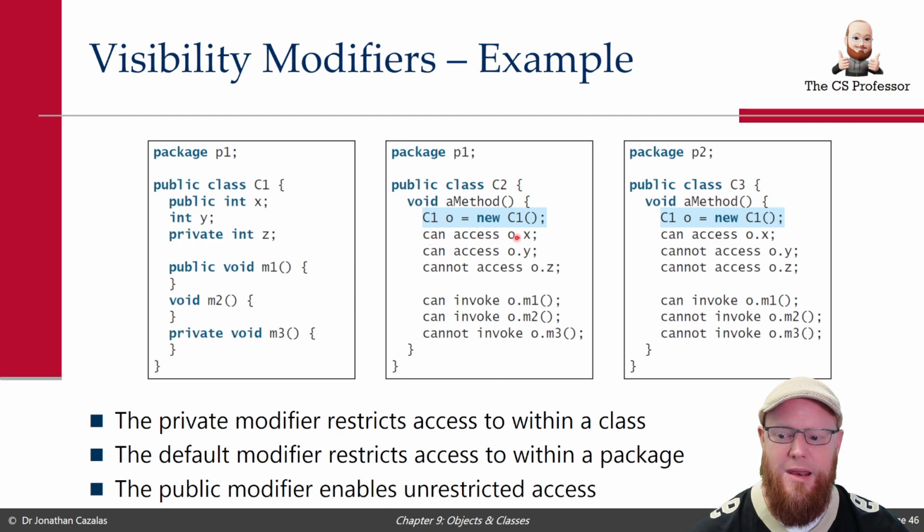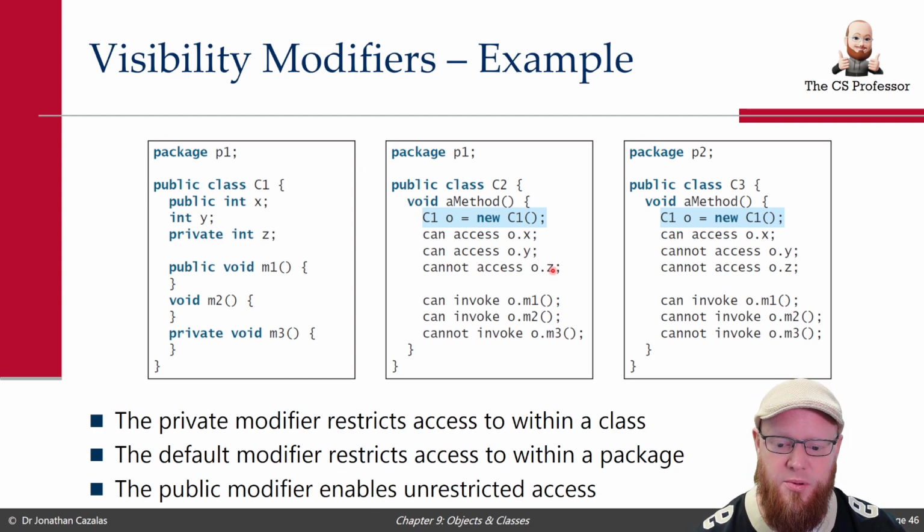Well, here it says we can access the X data member. Why? Because X is public. You have free unrestricted access. We can also access the Y data member here. Why are we allowed to do that? Because Y is default visibility, right? It doesn't have public or private. It's default, and default visibility restricts access to within a package. So here, we can access Y, even though it's not public. How are we able to access variable Y? Because we are in the same package P1, the same folder. We can therefore access variable Y.